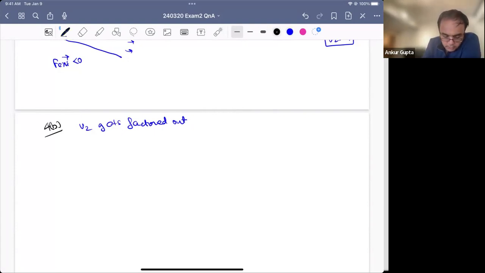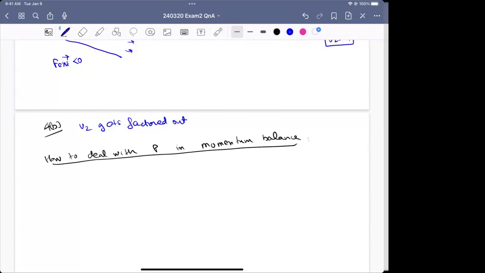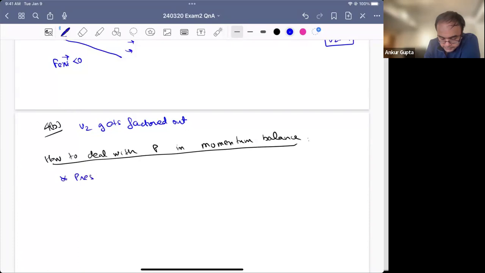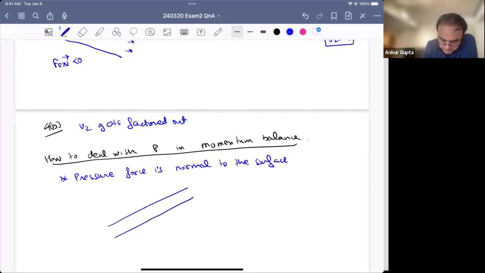Okay, sure. So how to deal with P in the momentum balance, right? That's mainly the question. Basically, what's the process? So the first thing to note always is that pressure force is normal to the surface. I can discuss some cases which will hopefully make it clear. Let's imagine I have a pipe like this and I have some pressure P here. The pressure force will always be normal to the surface. So that's the first thing.